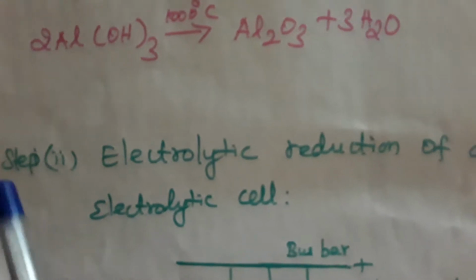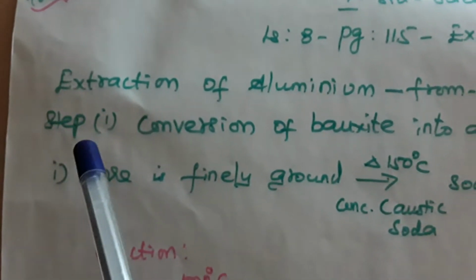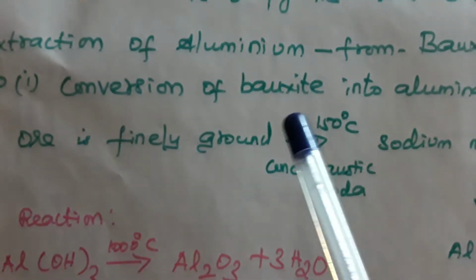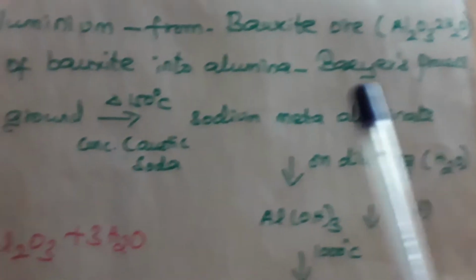Second step, electrolytic reduction of alumina by the Hall's process. Students, shall we move on to the first step? Yes. Step 1, conversion of bauxite into alumina by the Baeyer process.